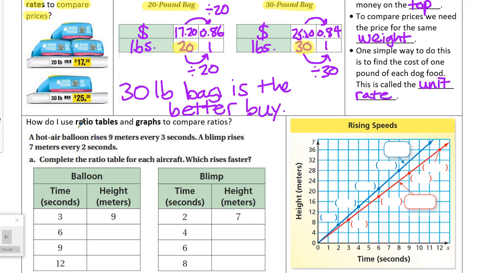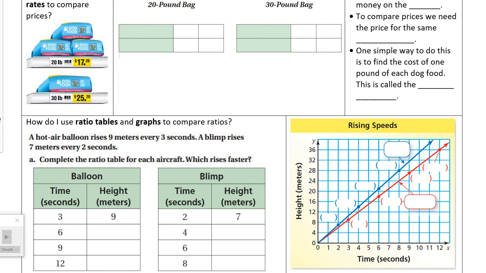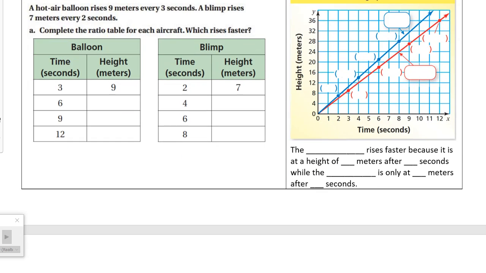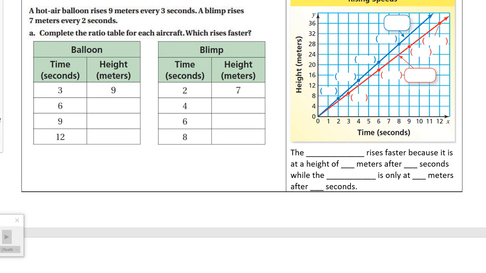All right, pretty good. We're doing really well. Let's move on to the last example where we're actually going to graph these. Let me scroll down here and let's do this. How do I use ratio tables and graphs to compare ratios?